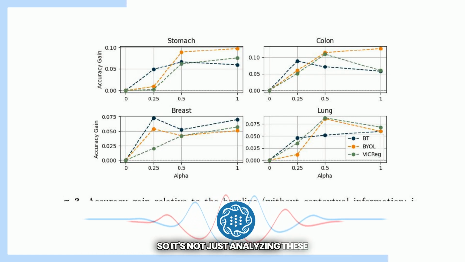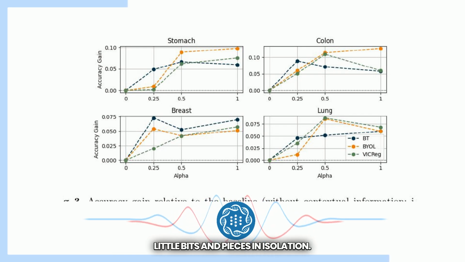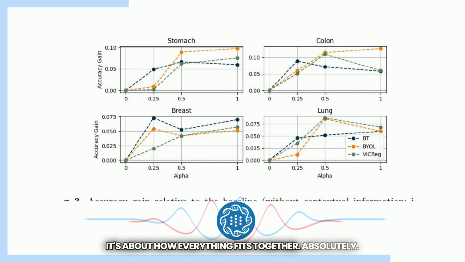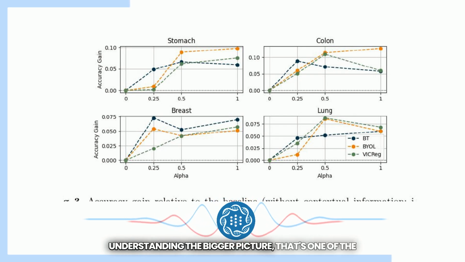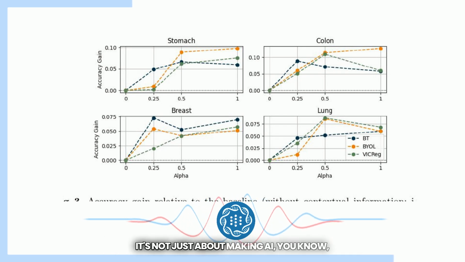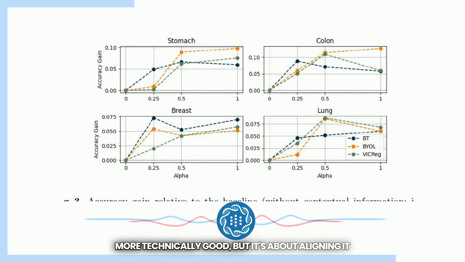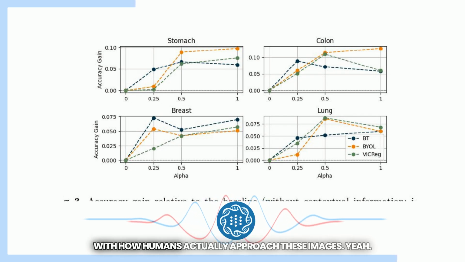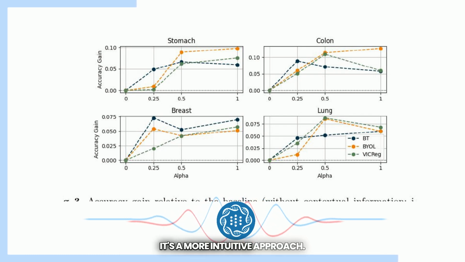So it's not just analyzing these little bits and pieces in isolation. It's about how everything fits together. Absolutely. Understanding the bigger picture. That's one of the things that makes this research so exciting, right? Definitely. It's not just about making AI more technically good, but about aligning it with how humans actually approach these images. Yeah, it's a more intuitive approach.